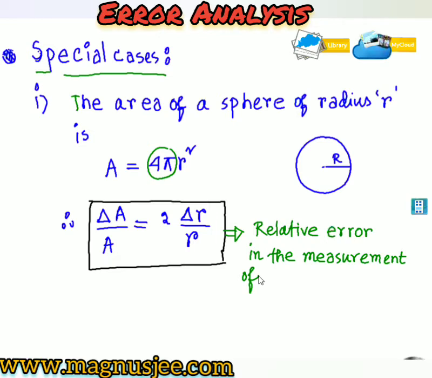Finally, we get the expression of relative error in the measurement of the area of the sphere. Relative error in the measurement of the area of the sphere of radius small r. In the diagram it is capital R, but it should be small r.